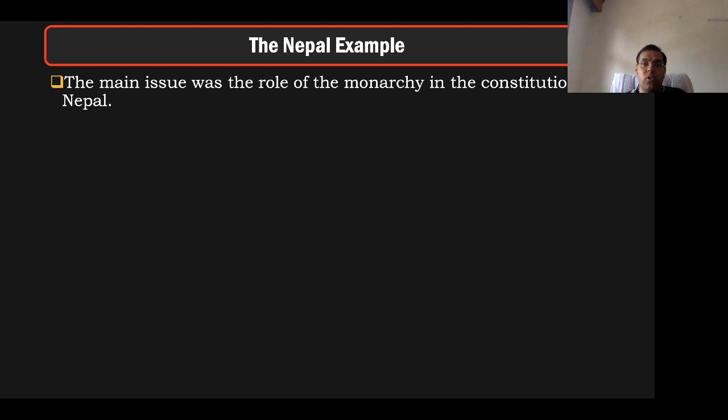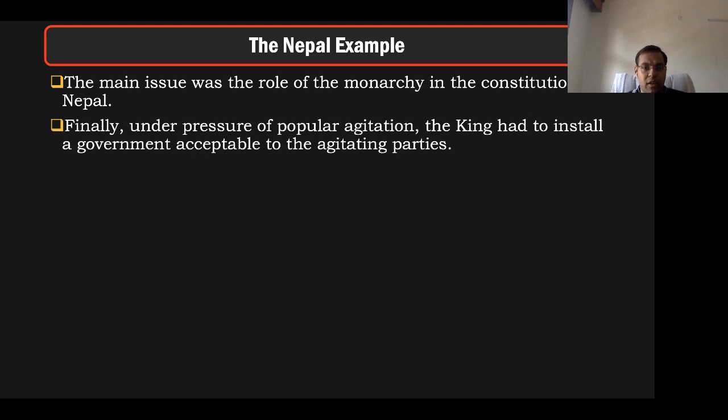The main issue was the role of monarchy in the constitution of Nepal. Every time this is the main issue. In every single sense, this will be the main issue, and this would keep on resulting into multiple problems that would exist in every country. If one family or one king would state everything, people would be upset after a certain while. Finally, under pressure of popular agitation, the king had to install a government acceptable to the agitating parties.